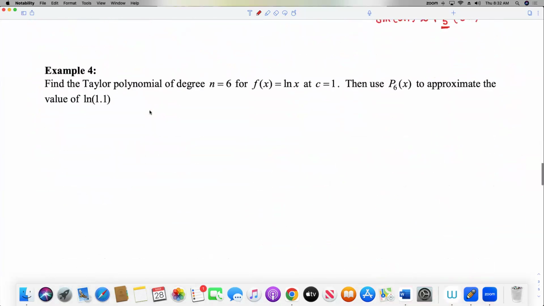All right, example 4. Let's find the Taylor polynomial of degree n equals 6 for the function ln of x. This is centered now at 1. And n equals 6 means we want to find 6 derivatives. Our center is 1. So our original function is ln of x. And I'm going to write down all the derivatives that I have to find.